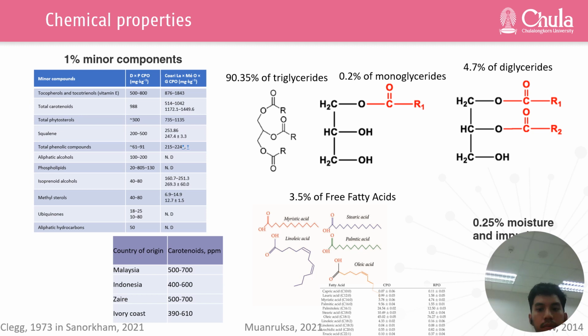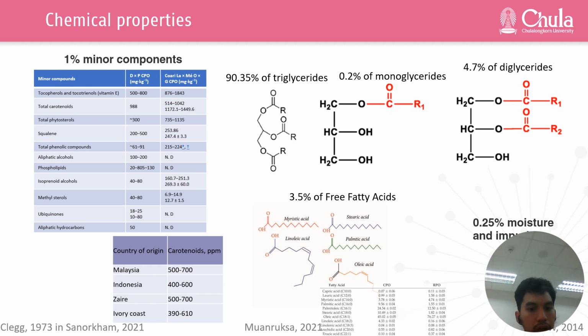There are 0.225% of moisture and impurities, and we can focus on the last one, the 1% minor components, because we found that we can see these minor components as key parameters that connect the CPO and the location, the origin.